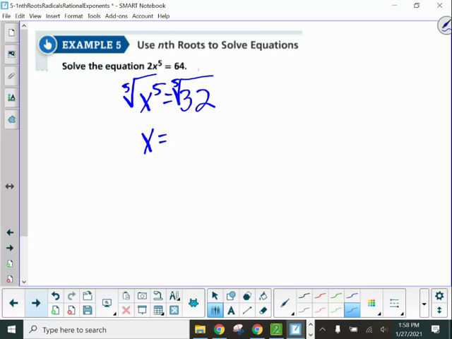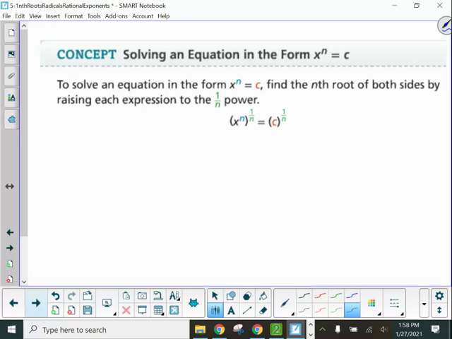Well, if I'm taking a 5th root, I don't have to put down a plus or minus. You would have to put down a plus or minus if you were doing some type of even index, like a square root or a 4th root. But the 5th root of 32 is only one number, and that's 2. So just to conclude, to solve an equation in the form x to the n equals c, find the nth root of both sides. You can raise it to the 1/n power. I actually took the nth root, but they both work the same way. So it just depends on what you're more comfortable with.